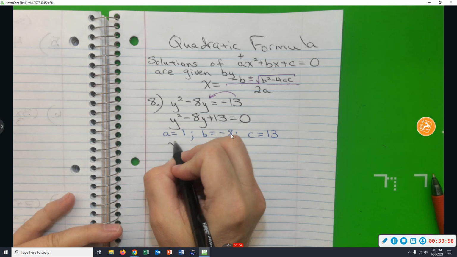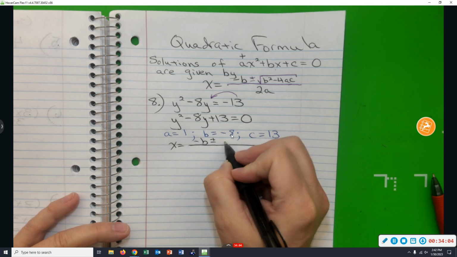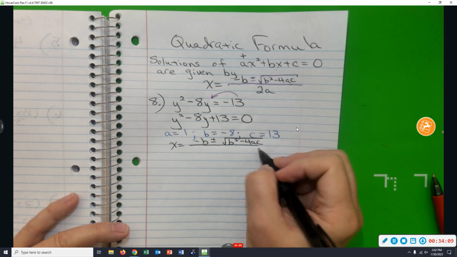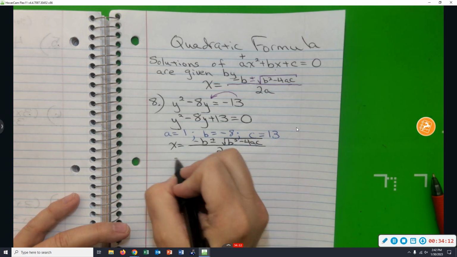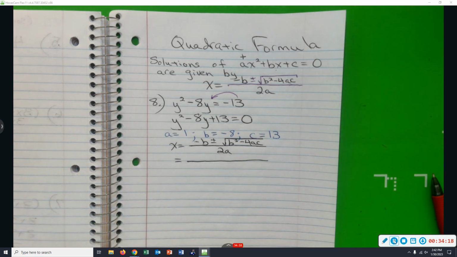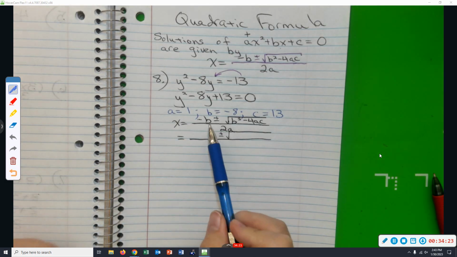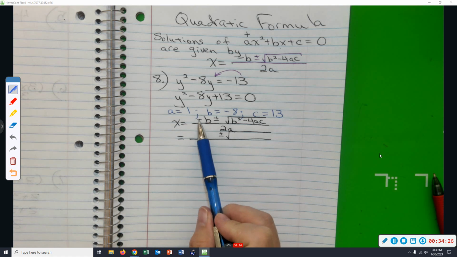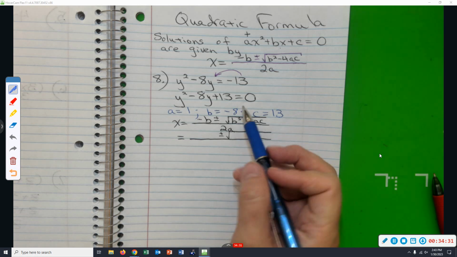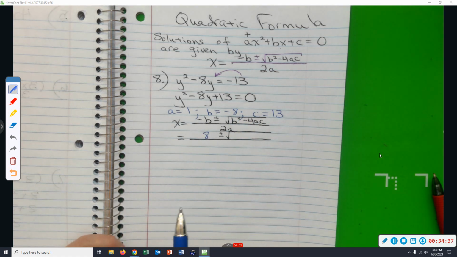I'm going to rewrite the quadratic formula. Every time you use it, rewrite it, because this is something you're going to want to have memorized. This says -b. That says the opposite of b. The opposite of -8 is, okay, so it's really just saying change the sign on b. The -8 became a +8.